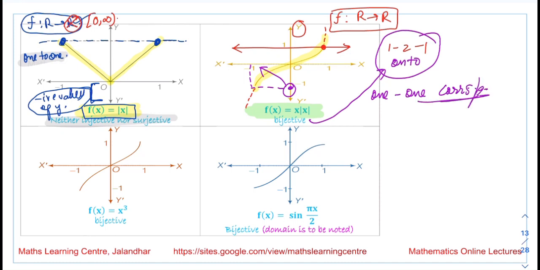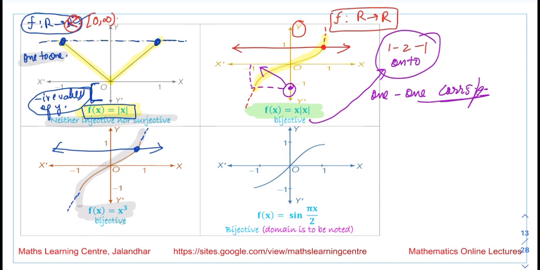Next we are talking about the function f(x) = x³. So this is a polynomial function of degree 3. If we plot the graph of this function, it will be like this. If we draw a line parallel to the x-axis over here, it will always intersect at one point. The graph of this function will continue like this.